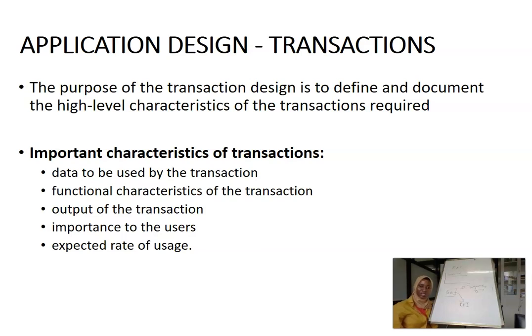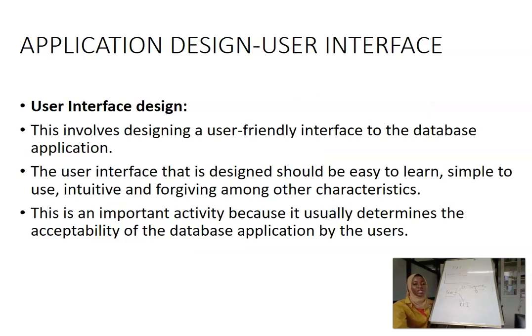So the purpose of transaction design is to define and document the high-level characteristics of the transactions required. As for the characteristics of the transactions, one, you need to know the data to be used in the transaction, the functional characteristics of the transaction, and the output of the transaction. What particular output do you expect? Who are the users and how important is it to the users of the system? And then the expected rate of usage. How often are these transactions going to be used? Because then you are in a position to know which DBMS can help you in terms of traffic.